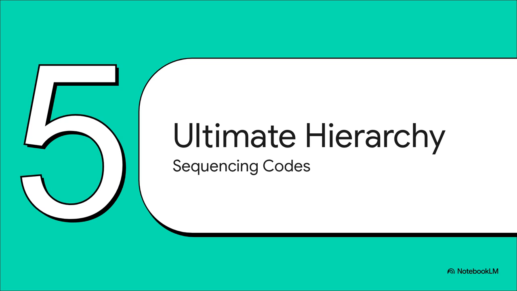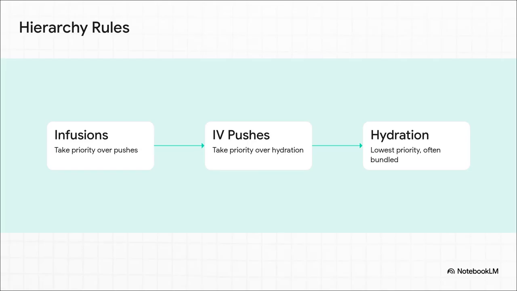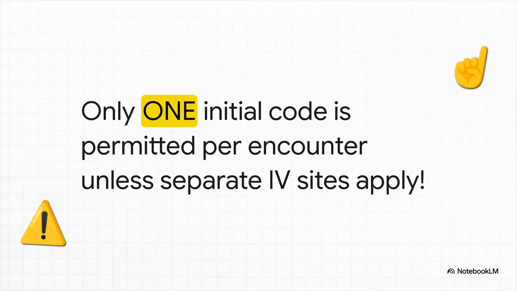Section 5, the ultimate coding hierarchy. We are now at the climax of today's explainer. So, you've got a patient receiving multiple services at once. How do you sequence them? You must always code the highest level service as the primary initial code. Step 1. Infusions take priority over push injections. Step 2. Push injections take priority over hydration. Simply put, therapeutic and prophylactic substances always beat hydration. Since therapeutic interventions require much more intensive monitoring, they dictate the primary code. Hydration is literally at the bottom of the totem pole, usually bundled unless it's explicitly documented at a totally separate site or encounter.